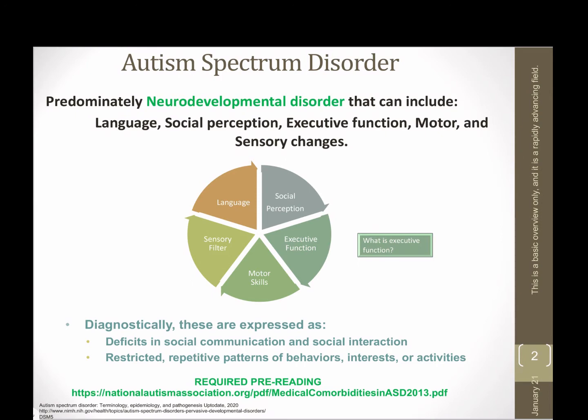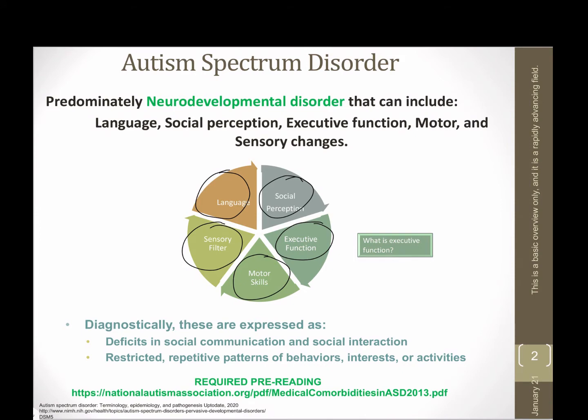We think about it as having a language component, a social perception component, executive function, motor skills, and sensory filter. And when we talk about language, we know that language can include verbal language and other ways of social communication. Social perception has to do with understanding how other people are feeling and interpreting their verbal and sometimes body language.